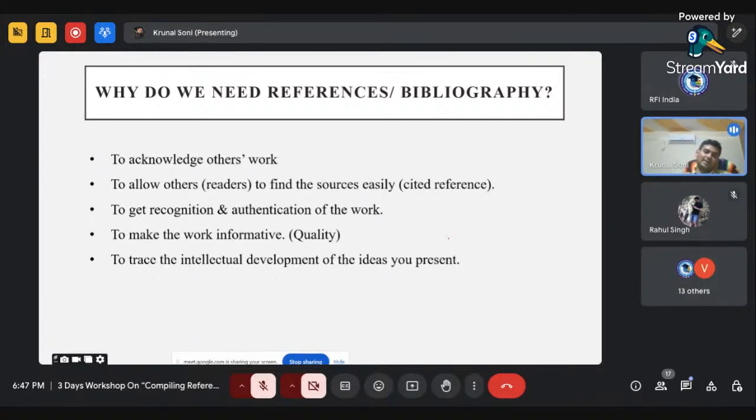Then third is to get recognition and authentication of work, right? So we have to get the authentication and recognition of the work that we do, to make the work informative in terms of quality. If we want to make our work qualitative, we also need proper referencing and bibliography to trace the intellectual development of the idea you present, right?